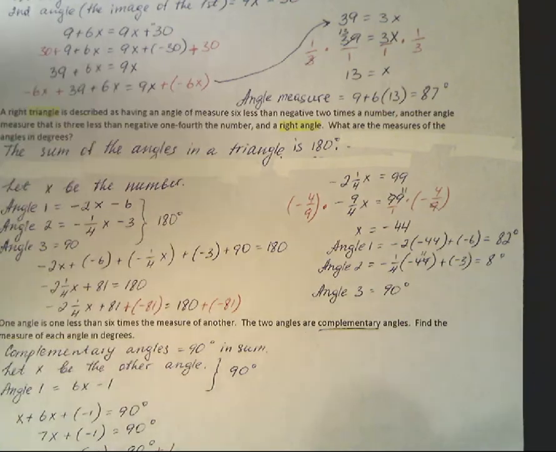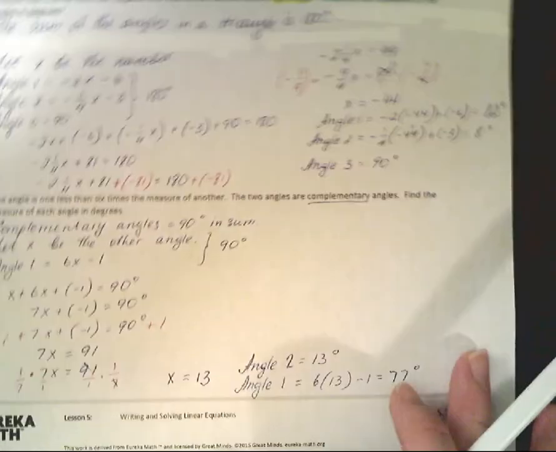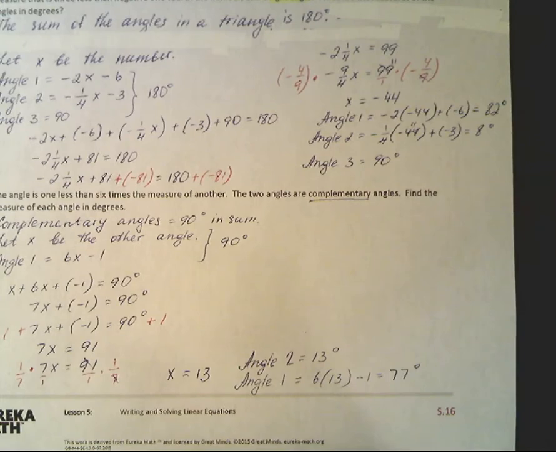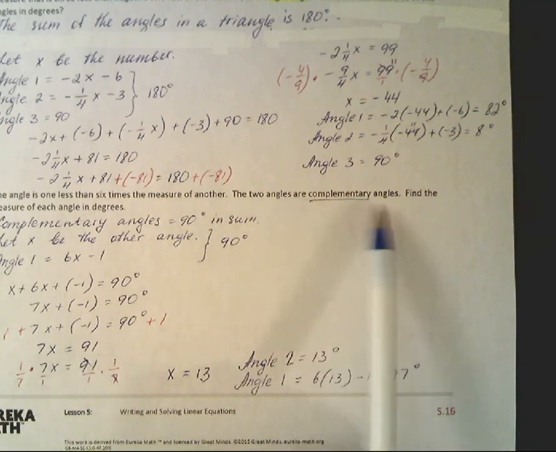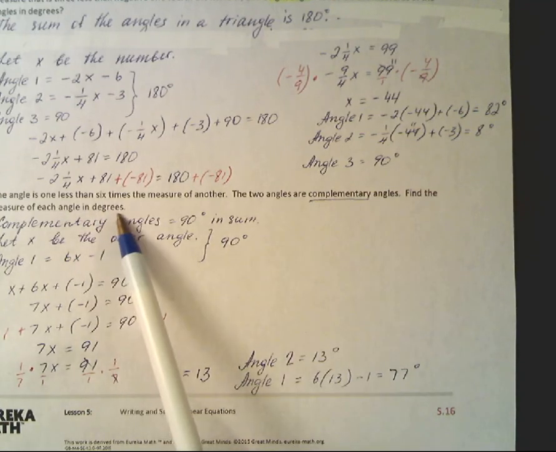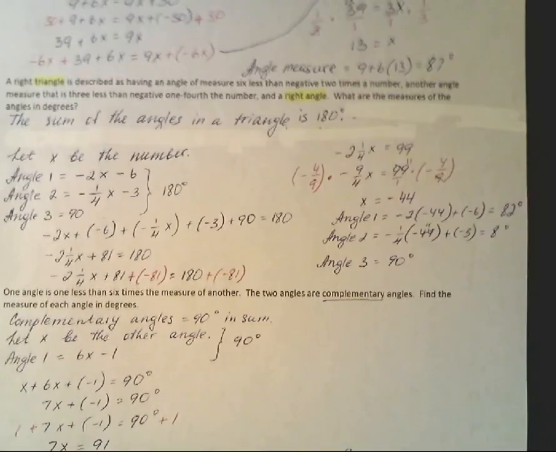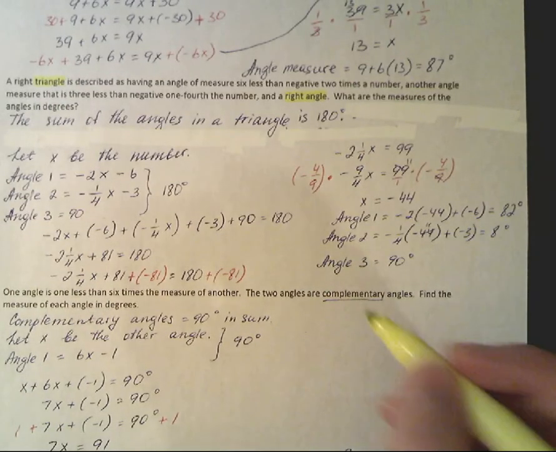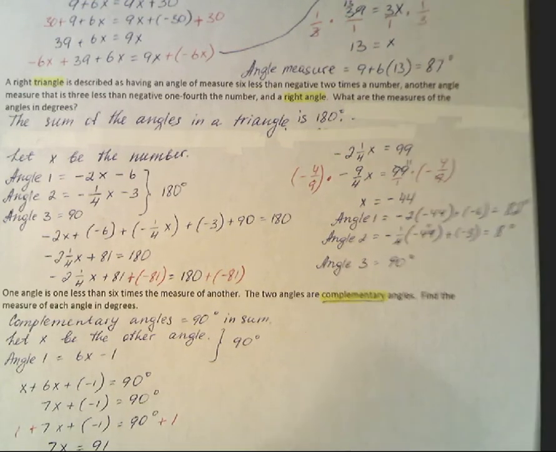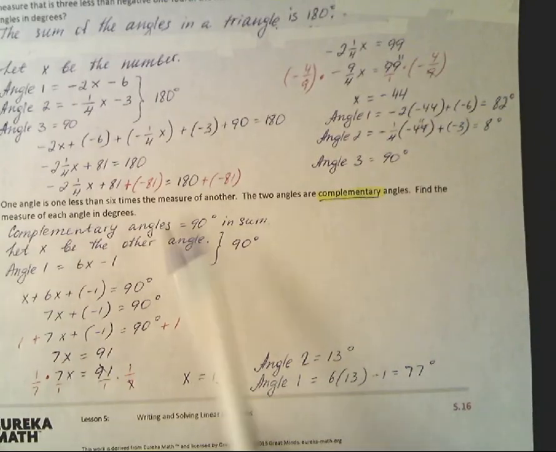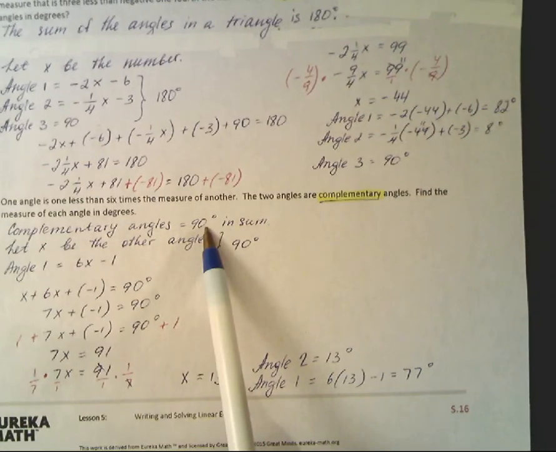Number 6, last one, and this one I feel like the easiest one on this page. One angle is one less than 6 times the measure of another. The two angles are complementary angles. Find the measure of each angle in degrees. You want to highlight complementary angles. Complementary means 90 degrees. Together, when they are combined, they equal 90 degrees. So the sum of complementary angles, 90 degrees.